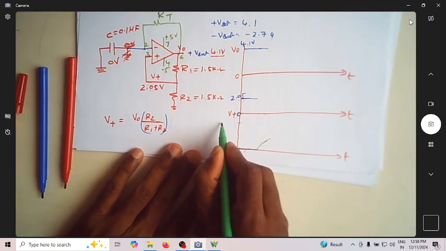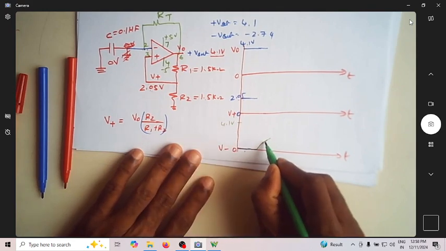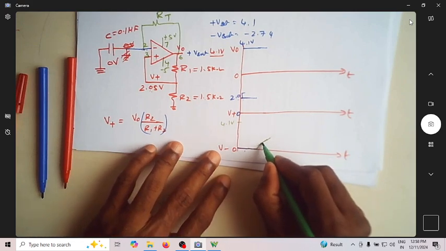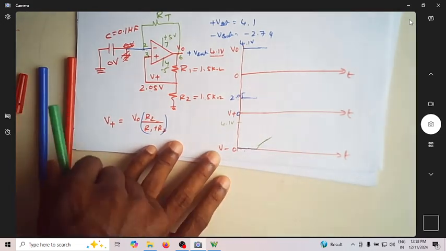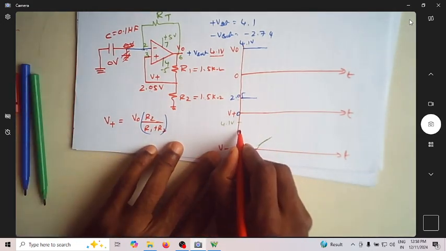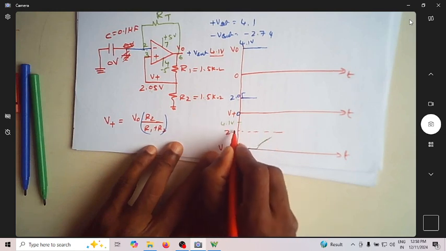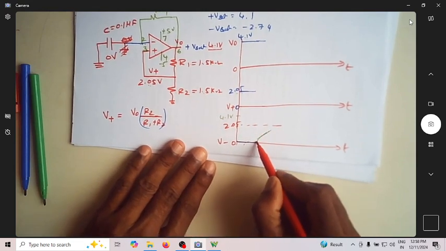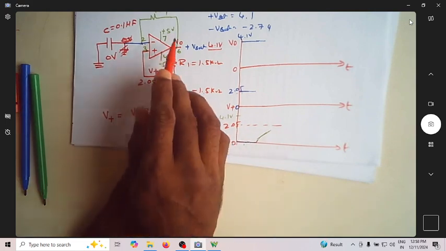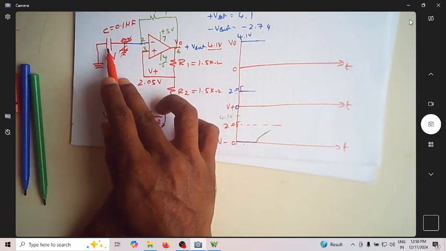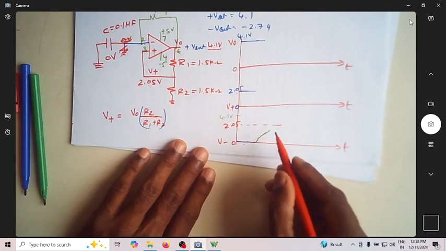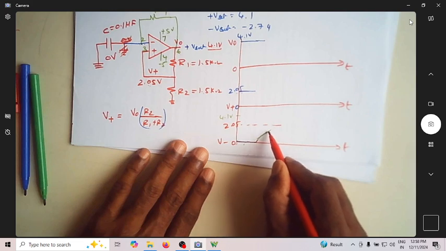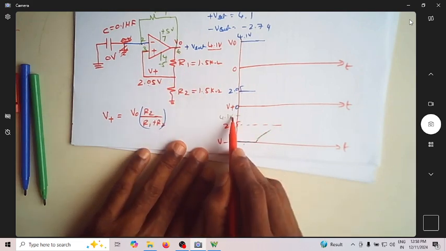Its destination is 4.1 volt, so it can keep on going up to 4.1 volt. Now let us assume that this is around 2.05 volt. When the capacitor keeps increasing from 0 volt, why did the capacitor start increasing? Because you are providing a path for this capacitor to charge towards 4.1 volt. So it has started charging towards this supply voltage, which is 4.1 volt.